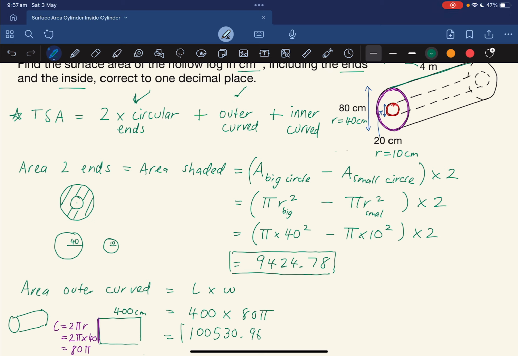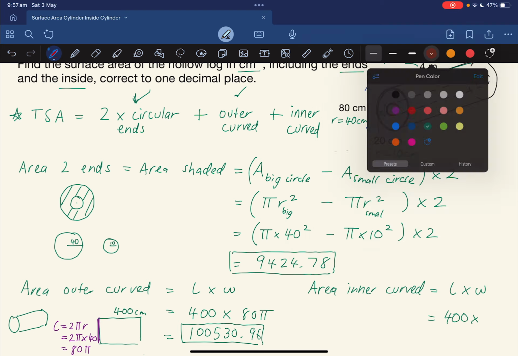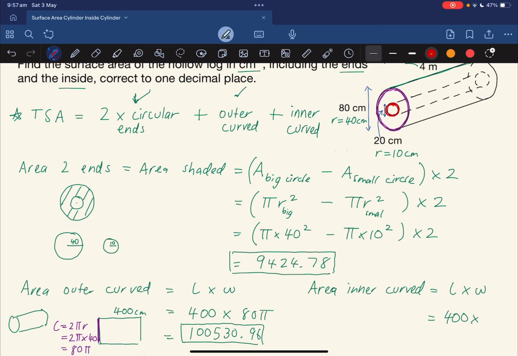Now I'm going to put a box around it so I don't lose it amongst all of this working area. Inner curved. Again, that's just going to be our length times width in the same way. In that same method, our length is still 400, but our width is going to be that red bit, the circumference of that circle, which is 2 pi r. And we can just put that straight in if we want.